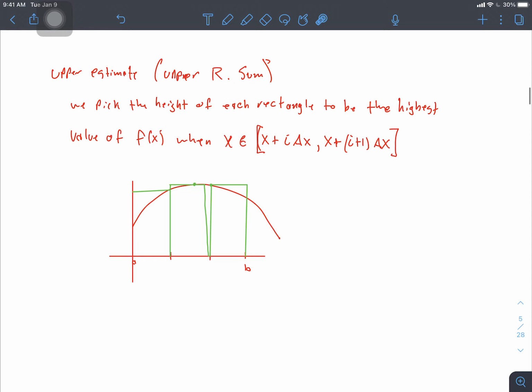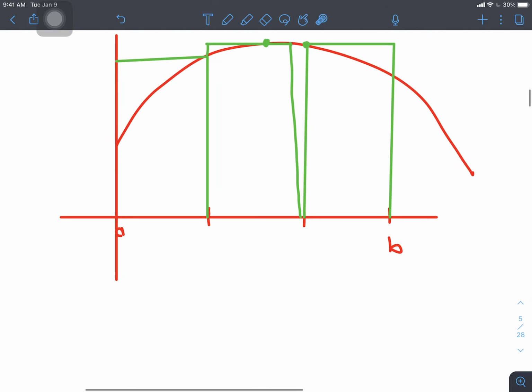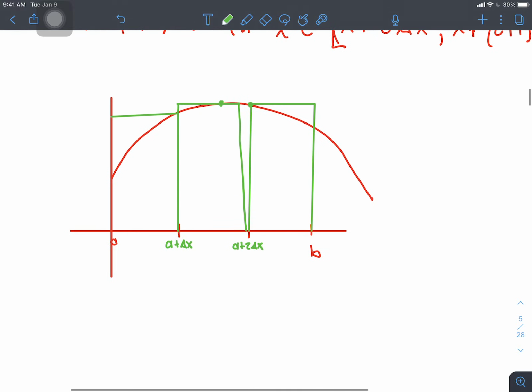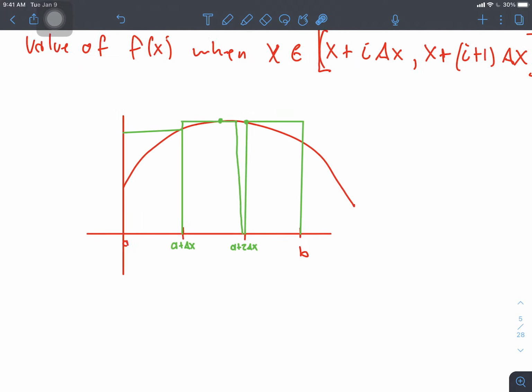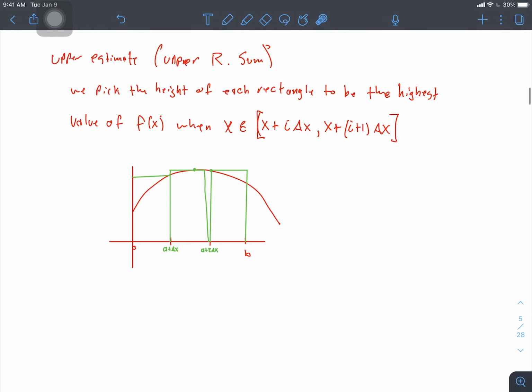So let me also just say, this part here is a plus delta x, and then the next interval goes from a plus delta x to a plus 2 delta x. And then the interval from a plus 2 delta x to a plus 3 delta x gets us the rest of the way to b. So this is how we do an upper estimate.